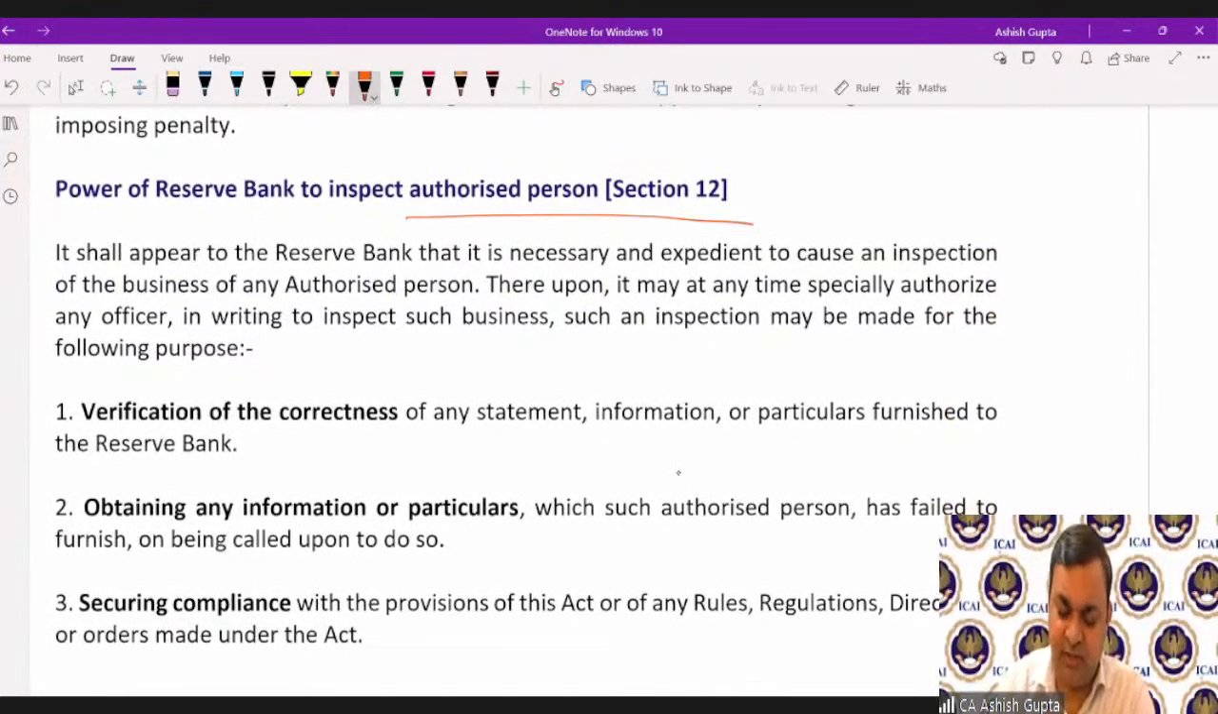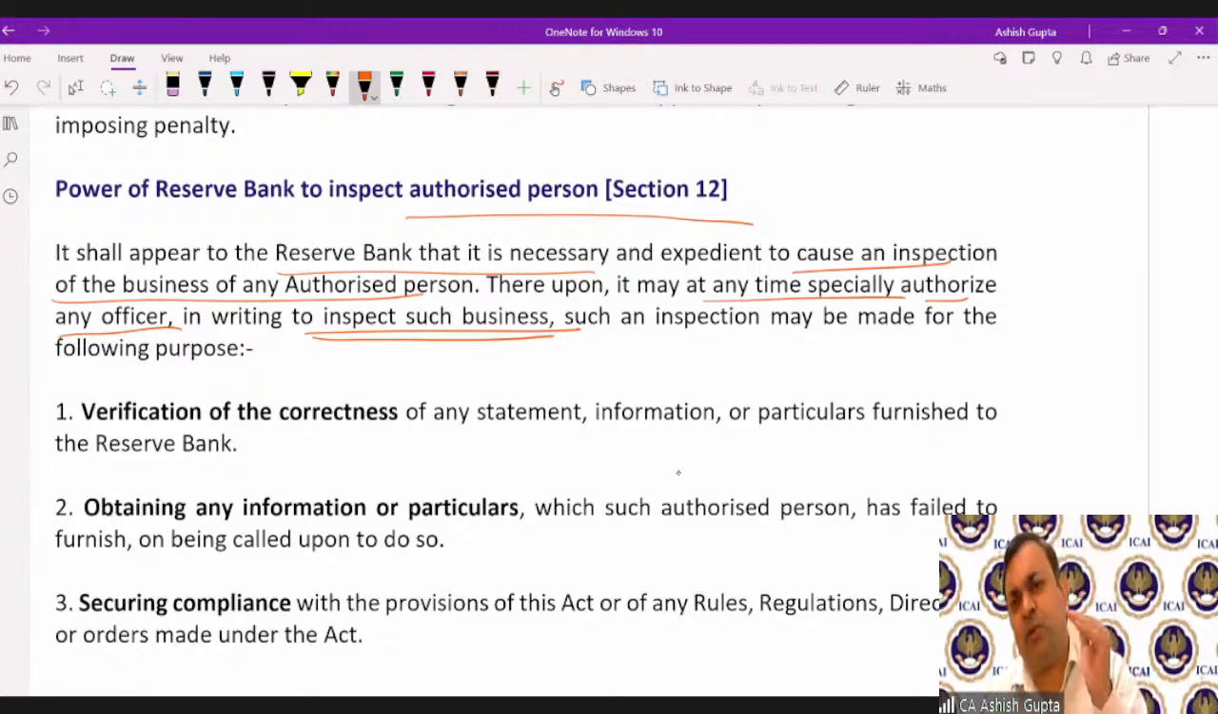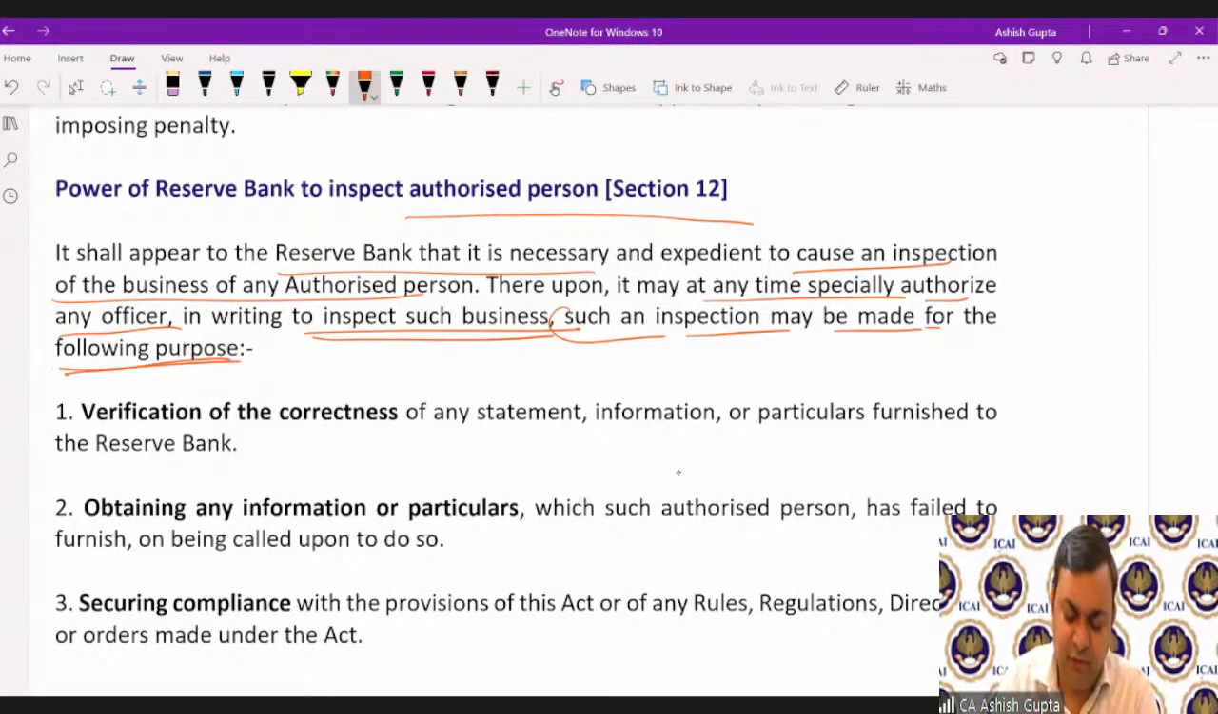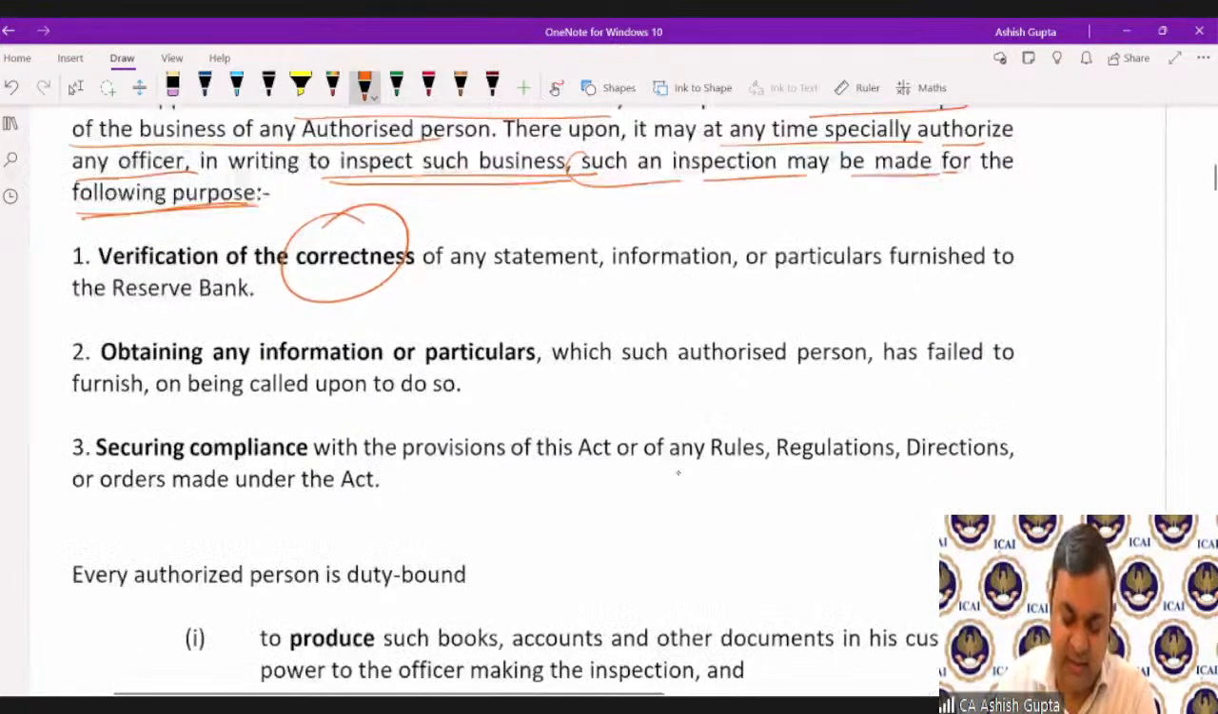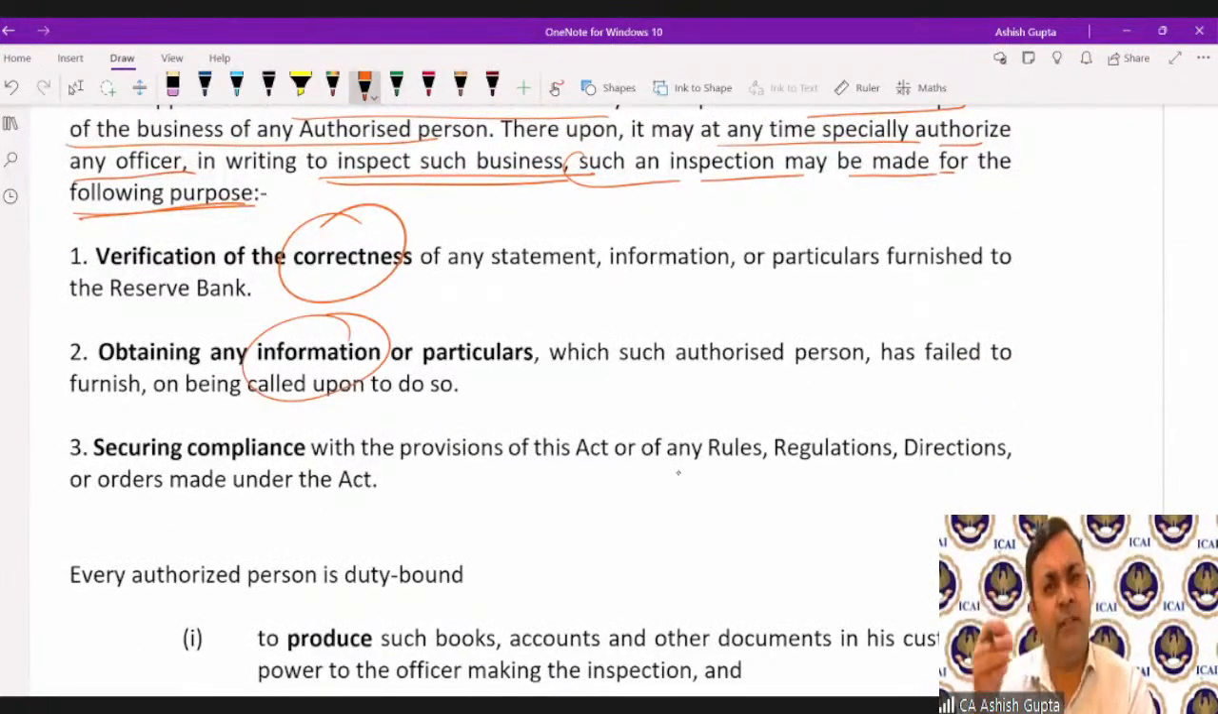It shall appear to the Reserve Bank that it is necessary and expedient to cause an inspection of the business of an AP. Then thereupon, it may at any time specially authorize any officer in writing to inspect such business. Such an inspection may be made for the following purposes: first, correctness; second, to obtain any information which they failed to submit; or securing compliance with the Act.